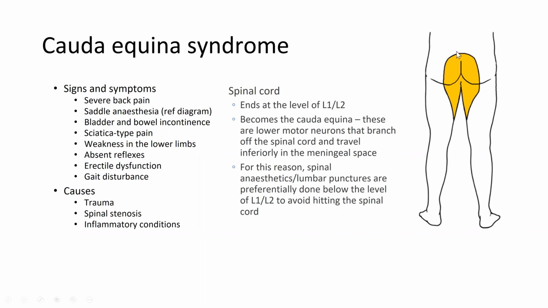So like I said before, this is because of damage or inflammation to L1 and L2. These are the lower motor neurons that branch off the spinal cord and travel inferiorly into the meningeal space. That's why when we do lumbar punctures and spinal anesthetics, we go below the level of L1 and L2, just to avoid all of the signs and symptoms that we mentioned here.